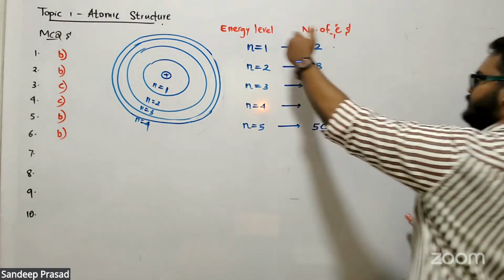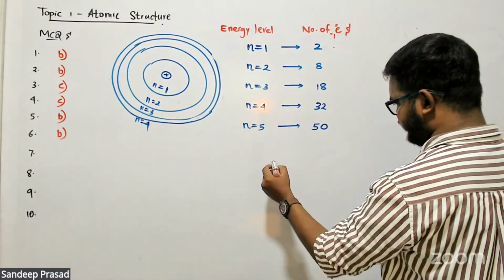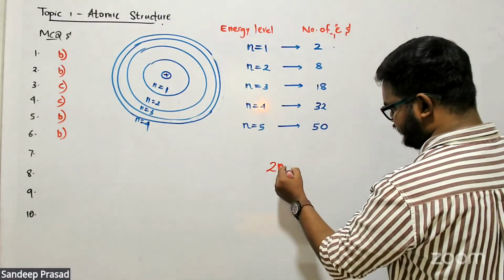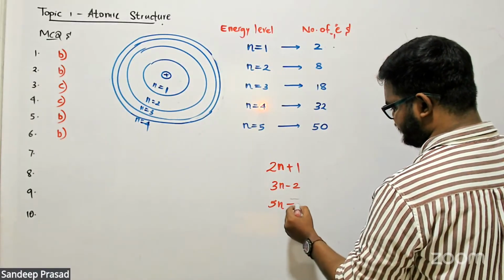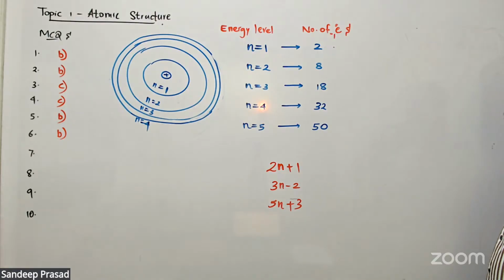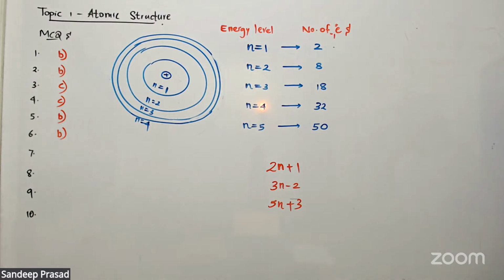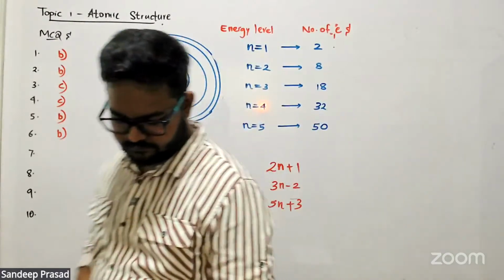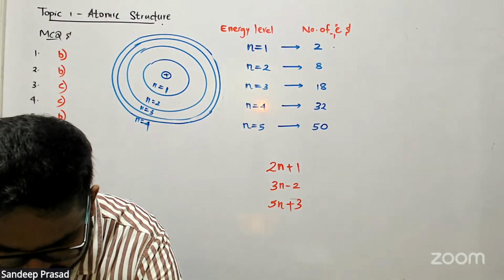Can you get this one using a general formula? Like in grade 8, you learn number patterns, right? You learn common formulas: 2n plus 1, 3n minus 2, 5n plus 3. Likewise, a general formula. So in order to obtain the number of electrons, what is the general formula that we can consider?